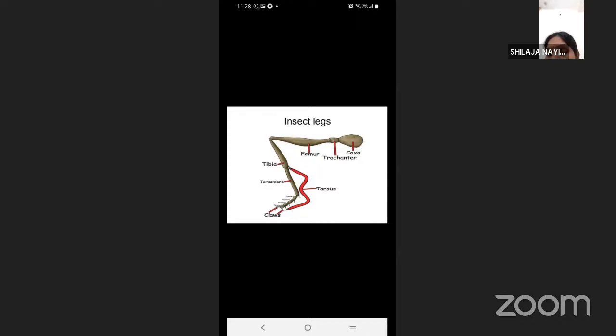Next type of legs are the clinging type. Clinging type of legs are found in the head louse. Lice are found on our head, also on cows, and on anything with hairy fur. The head louse, in particular the human head louse, has this clinging type of legs.